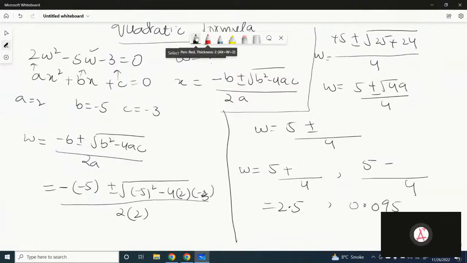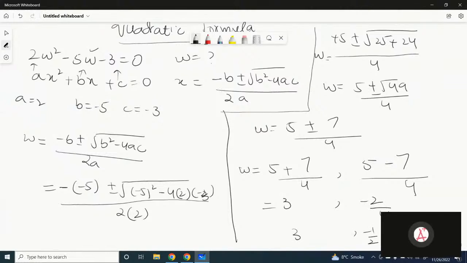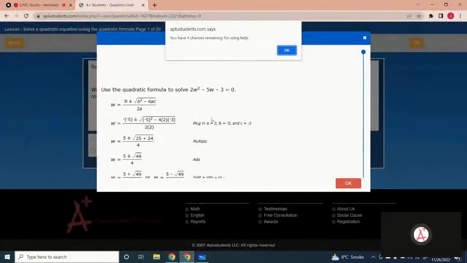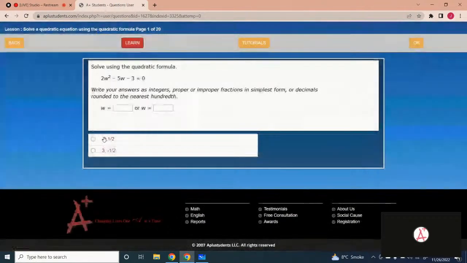Got it? So here you have 7, and 5 plus 7 is 12, and 12 divided by 4 is 3. So here you have 3, and it would be 5 minus 7 is negative 2 over 4, and it would be negative 1 over 2, or negative 0.5. Got it? So these are the two values for the equation. They are 3 and negative 1 by 2. Got it? So just select the correct options and click on 3 and negative 1 over 2. Got it?